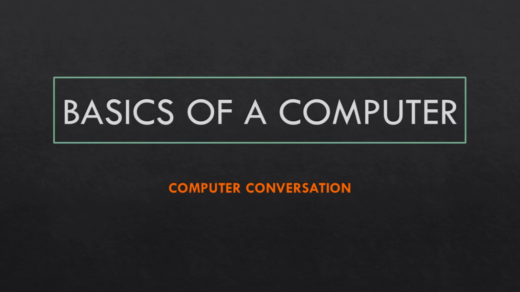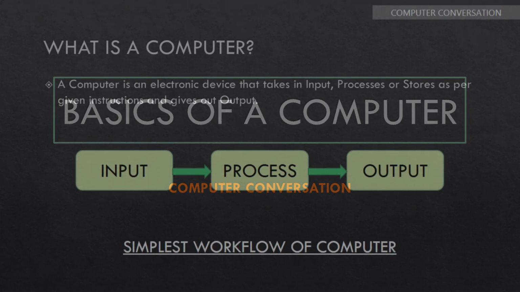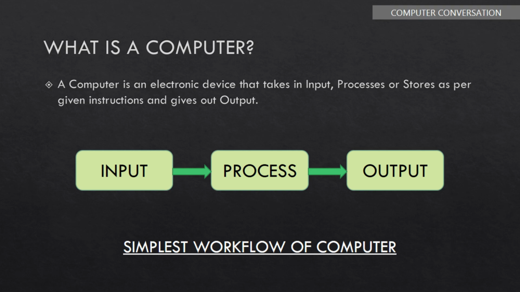In this video, I will be telling you some basic things about a computer and I hope everything will be clear to you. So, let's begin. First of all, let's see what is a computer. A computer is nothing but an electronic device that takes in input, carries out processing on that input and gives the output. So, the simplest workflow of a computer is input, then process, then output.